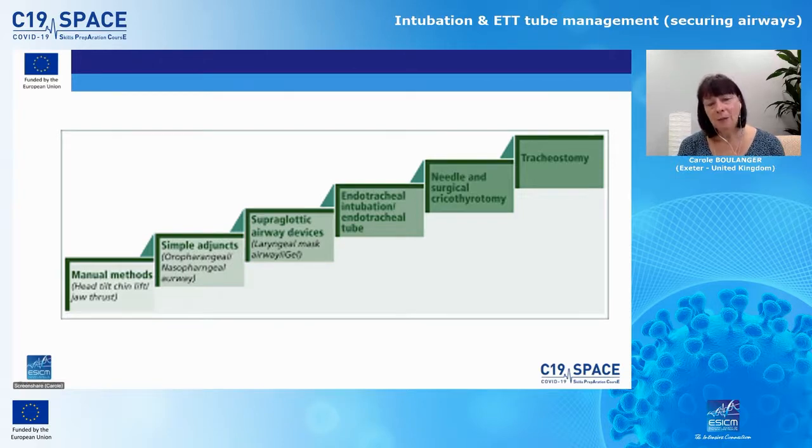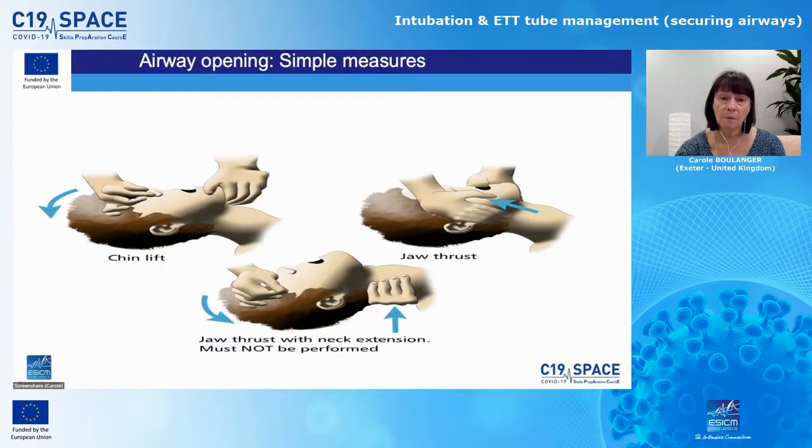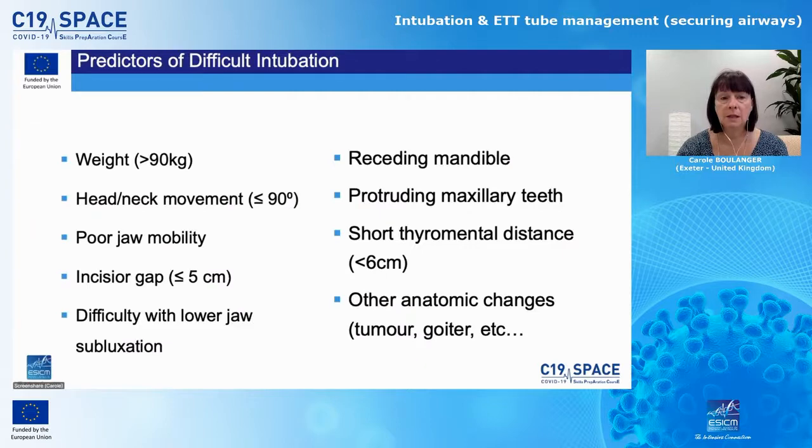If we fail to insert an endotracheal tube for whatever reason, then we obviously need to think about needle and surgical cricothyroidotomy and tracheostomy. I'm not going to cover these in this talk, but it is important that you're aware that there is a scale of escalation to make sure that we've got an effective airway for our patients. Simple measures for the patient whose airway is at risk: you're all very familiar with these. Chin lift, jaw thrust, and jaw thrust with neck extension you really must not do. This causes significant damage.